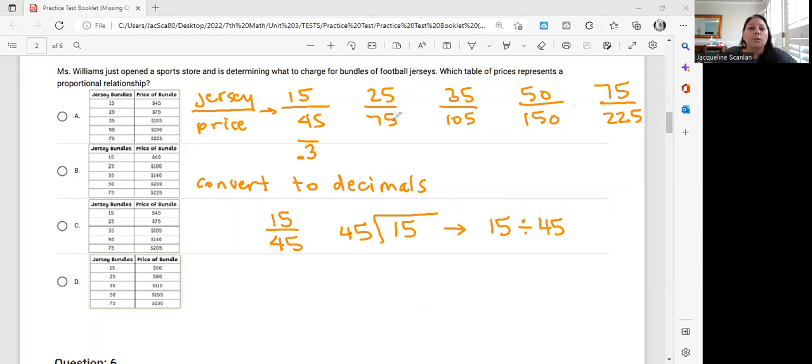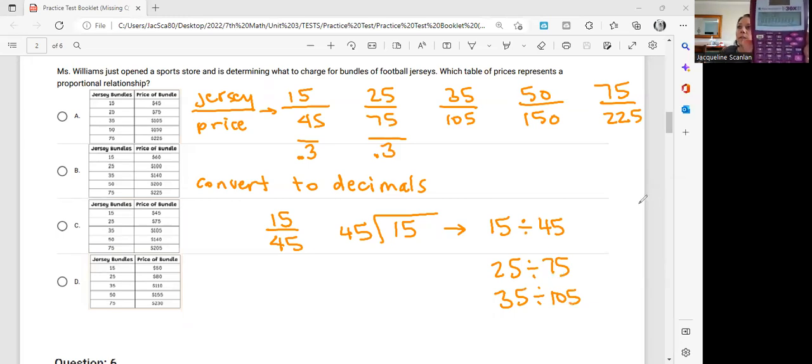Okay, so now I want to do the same thing with all of these other fractions, and I want to make sure that I get that same answer. I'm looking to see if every one of them also equals 0.3 repeating. So I'm going to do 25 divided by 75. My calculator shut off. 25 divided by 75 is 0.3 repeating. If you look at my screen, you can see that it's 0.33333 all the way to the end. It means it repeats. I'm then going to do 35 divided by 105. Same thing. I get 0.3 repeating.